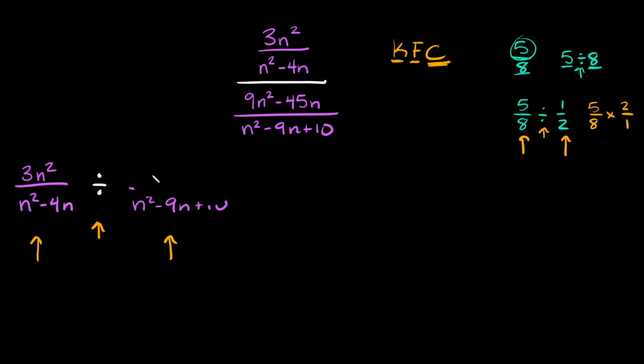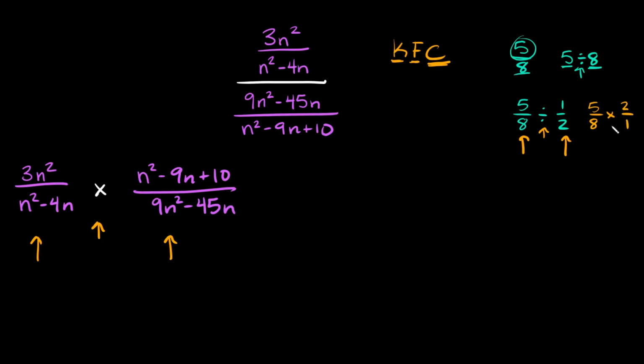Okay, so let's get rid of this one real quick so we can flip it. Flipped, it's going to be n squared minus 9n plus 10 over that part, 9n squared minus 45n. And then the last thing we have to do here is change our sign to a multiplication sign. So as you can see, now we're just multiplying two rational expressions together. And if you know how to do that, great, you can take it from here. And if not, I'm going to work this out anyways.